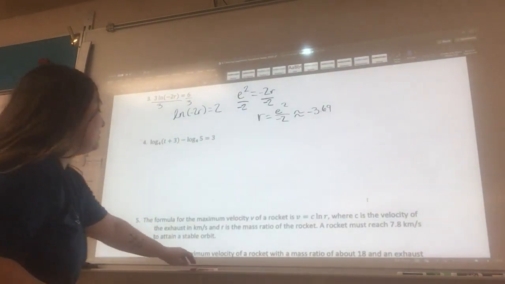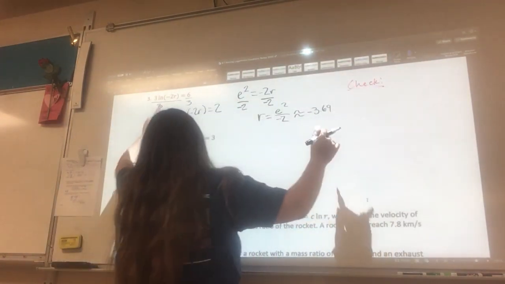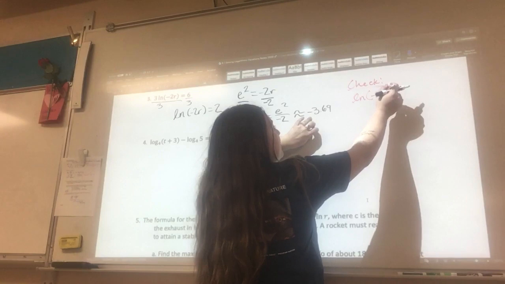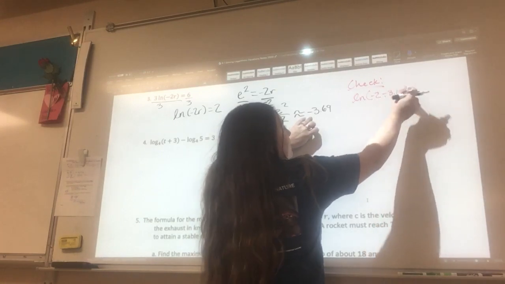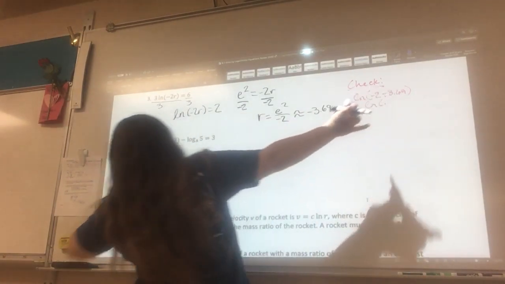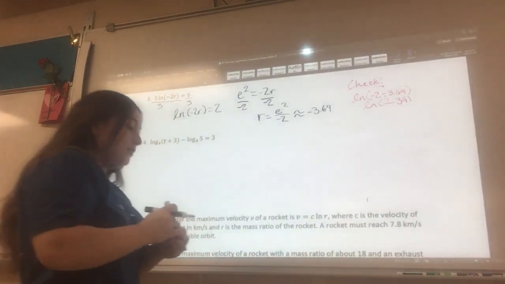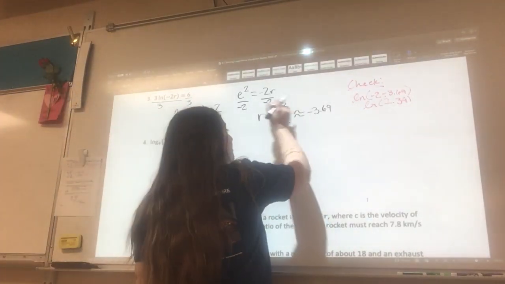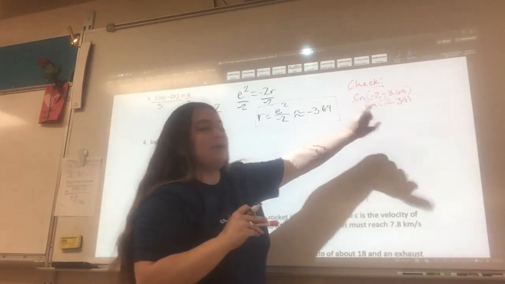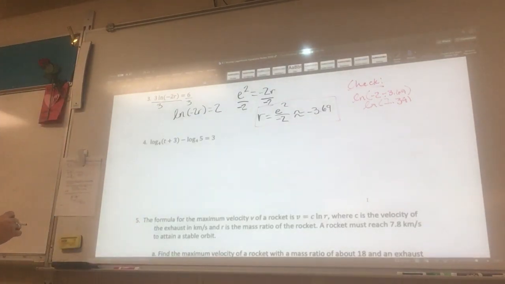We need to check it. So to check it, once again, we need to check, does it work in our natural log? Our natural log is negative 2 times our r. Our r is negative 3.69. So what's a negative times a negative going to be? It's going to be positive. It's actually going to be about 7.39. So it's positive. Therefore, it has to work. So our answer can be a negative number, but you have to check it, because negative times a negative will get you that positive. So make sure you check extraneous solutions. They're a big deal.